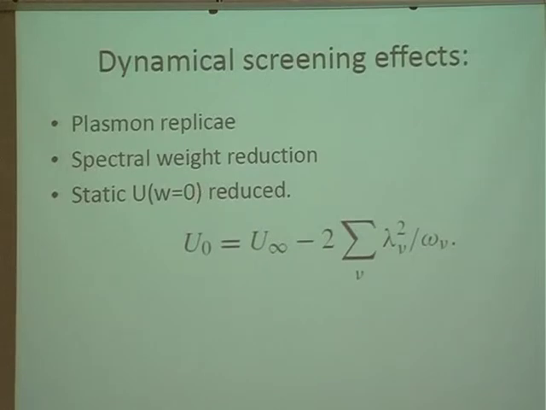Actually, it's reduced from its infinite frequency value by, here I wrote you the expression for a multi-mode Hubbard-Holstein model, with the couplings of the different modes divided by the energies here. You can also view this actually as the imaginary part of U of omega if you have a continuous distribution of frequencies given by the imaginary part of this function.